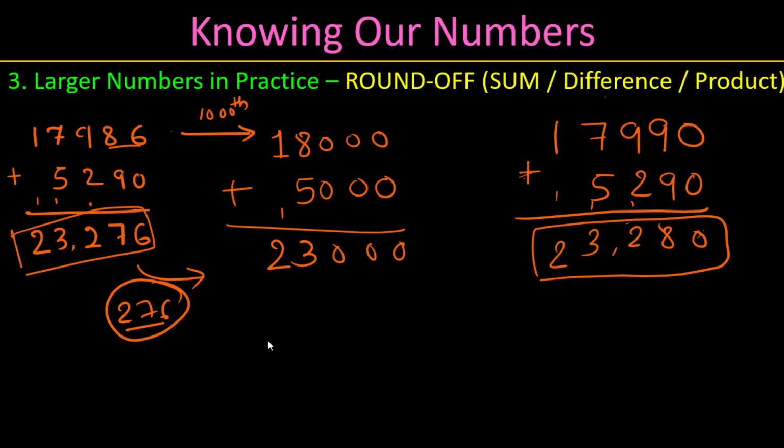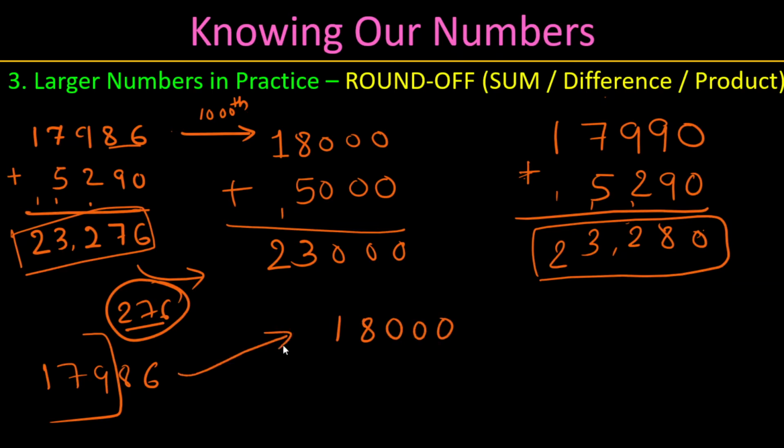Let me put the 100th position. 17,986. What is the 100th position? 9. Okay, take it out. 86 is more than 50. Definitely it will become 0 and 1 will be added here. So once again it is 18,000, if it is 100th position round off.